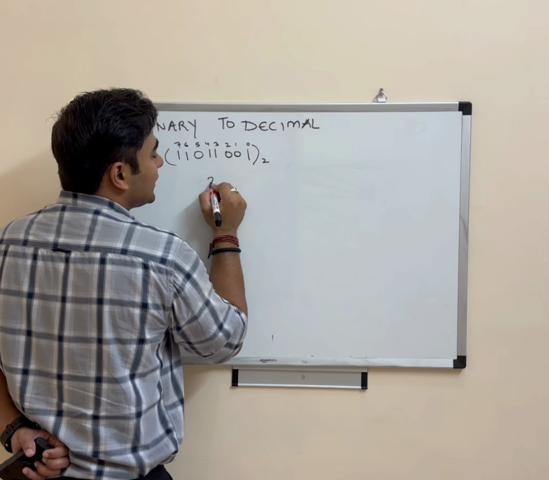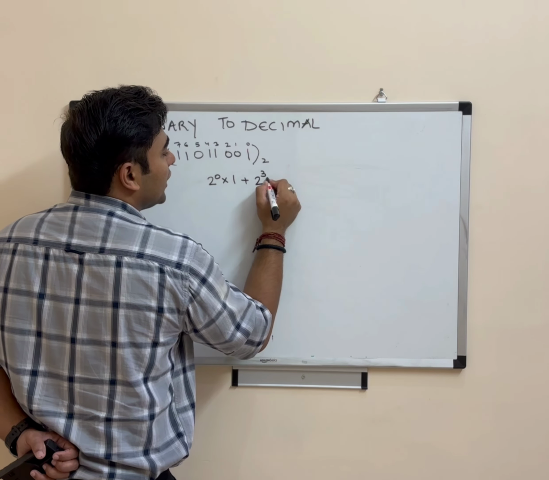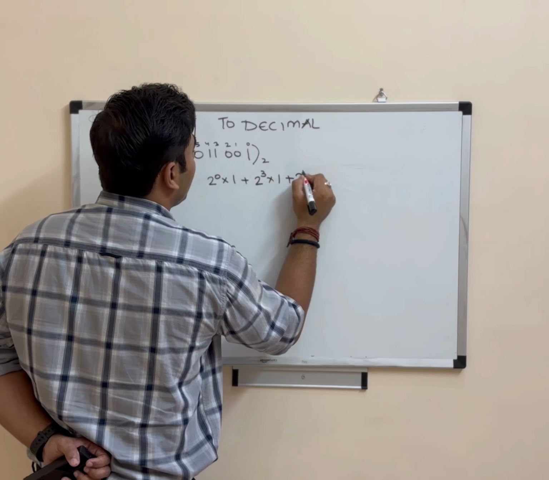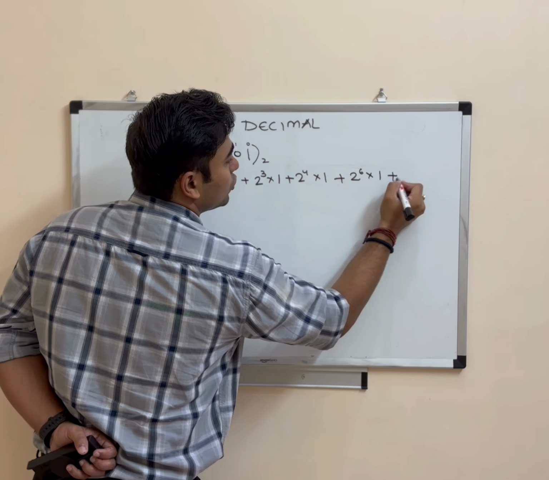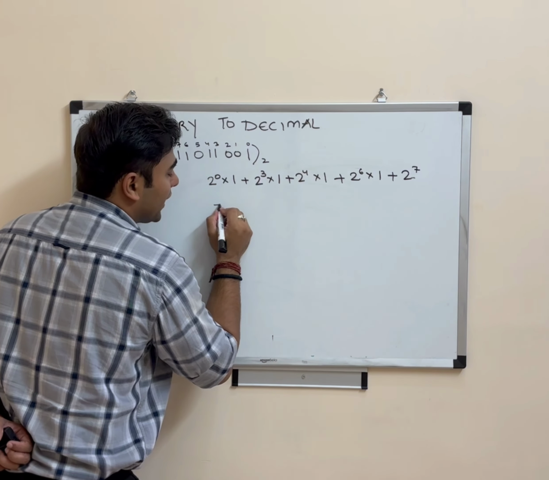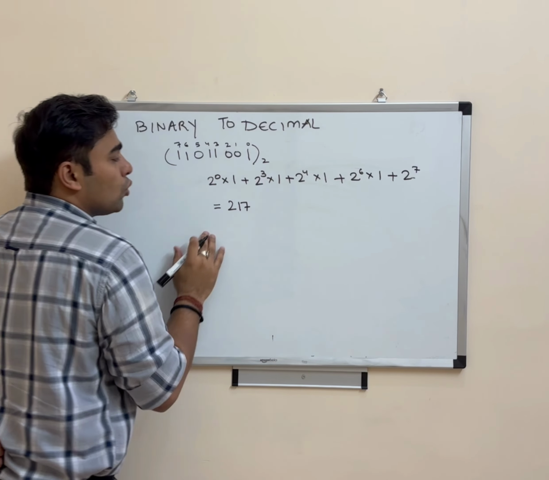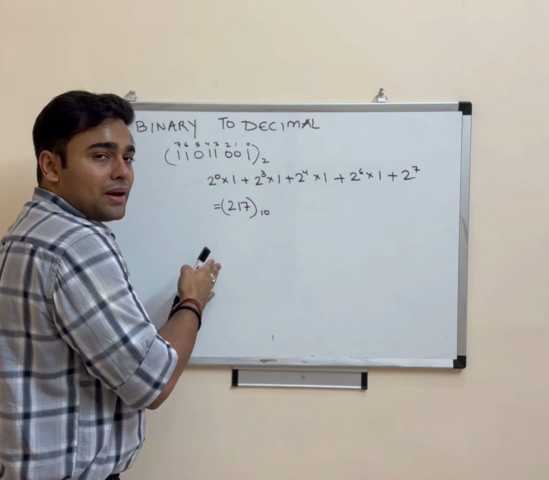So how am I going to write this? As 2 raised to the power 0 into 1 plus 2 raised to the power 3 into 1 plus 2 raised to the power 4 into 1 plus 2 raised to the power 6 into 1 plus 2 raised to the power 7. When you calculate this number, you will get 217. So this number is in decimal number system. This is as simple as that.